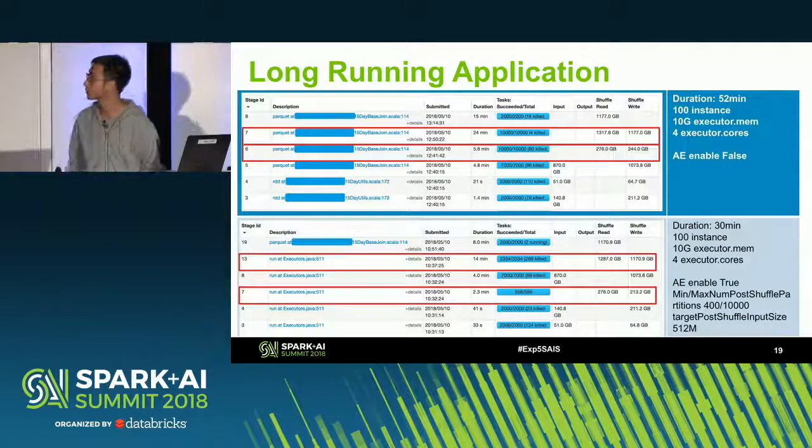And we also give 3 more configurations here. They are the min and max number of post-shuffle parallelism partitions, and also the target post-shuffle input size.